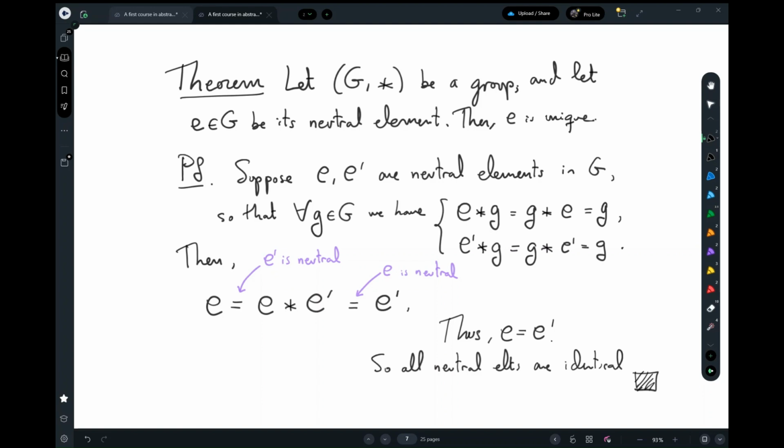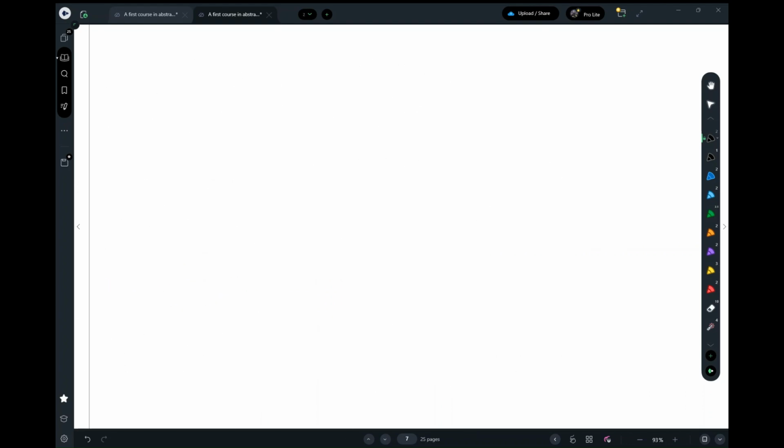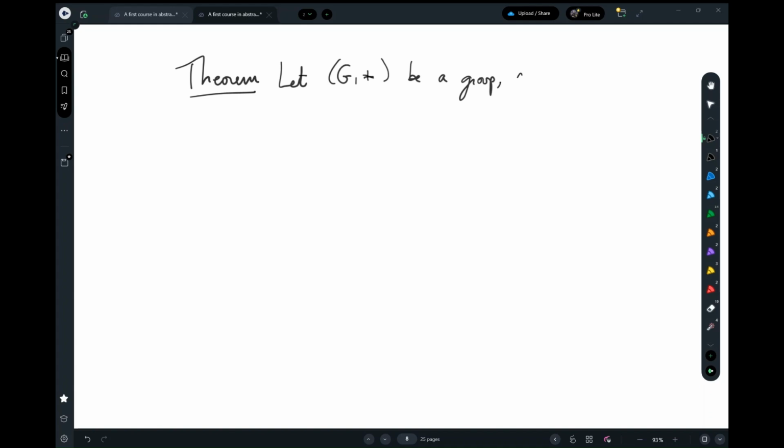Okay, let me do one more proof about properties, which is something similar, which is the following theorem. Let (G, star) be a group, and let g be arbitrary, some element of G. Then the inverse of g with respect to star, the one that appears, I think, in property G3, is unique.